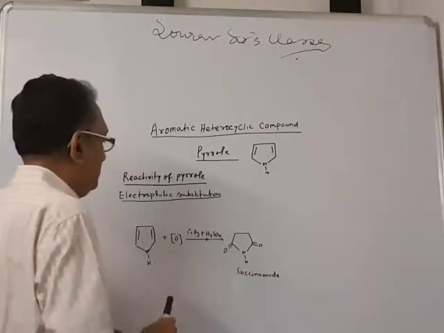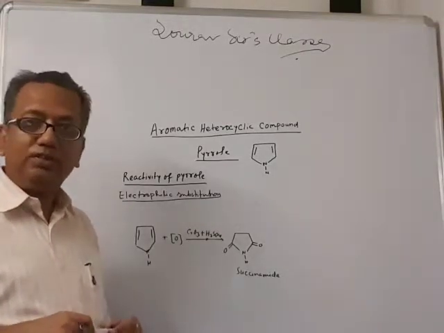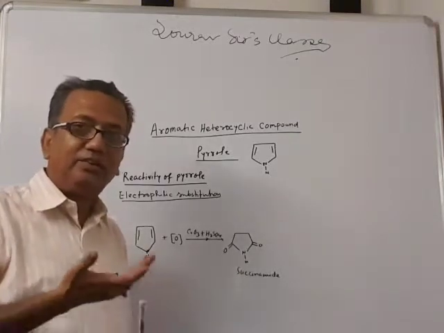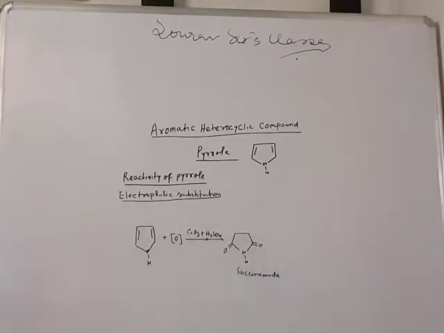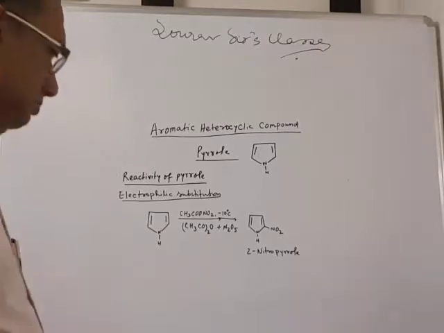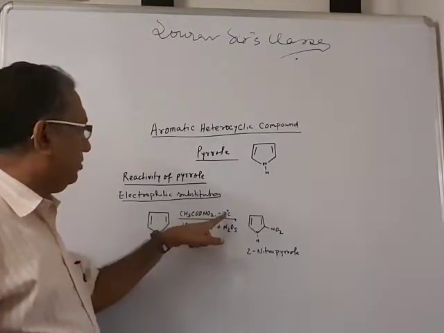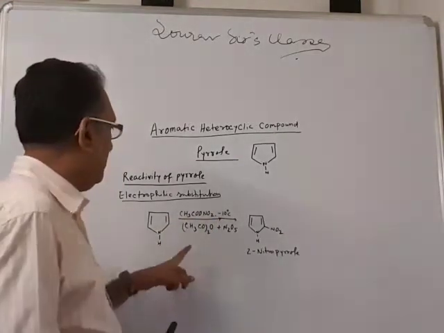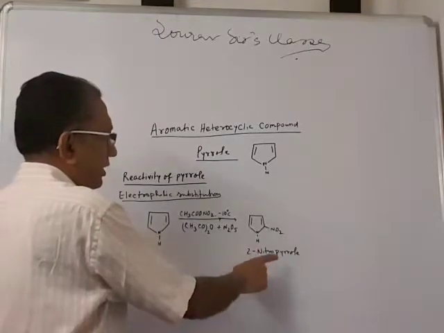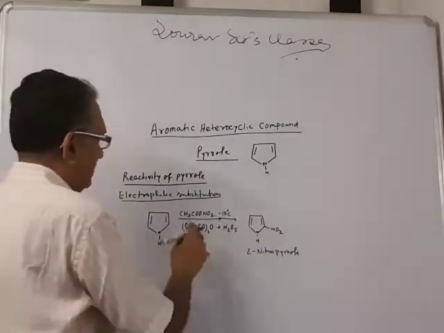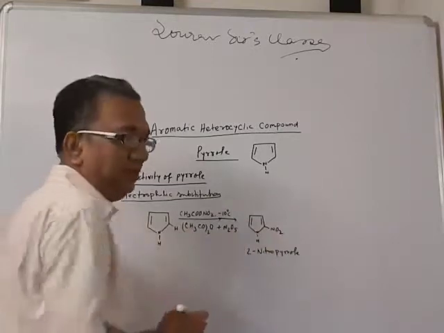So this type of pyrrole can be substituted by electrophilic substitution, as we find in the case of benzene or naphthalene or pyridine, etc. Now, when pyrrole is treated with acetyl nitrate at -10 degree centigrade in presence of acetic anhydride and dinitrogen pentoxide, we get 2-nitropyrrole. This is a substitution reaction. Here the hydrogen in the second position is substituted by the nitro group.